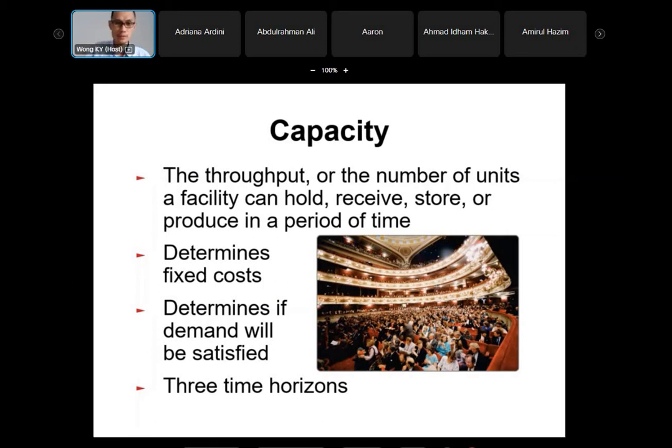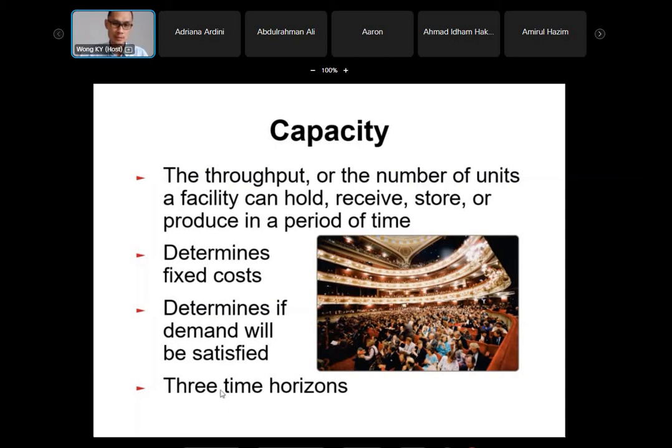And capacity will also determine if demand will be satisfied or not. Right? So if the capacity is enough to satisfy the demand, then the demand will be satisfied. If your capacity is insufficient, then most likely you have to do something else. Most likely you have to buy from suppliers, you have to subcontract your work to a subcontractor. You have to hire more employees to build up your capacity and so forth.